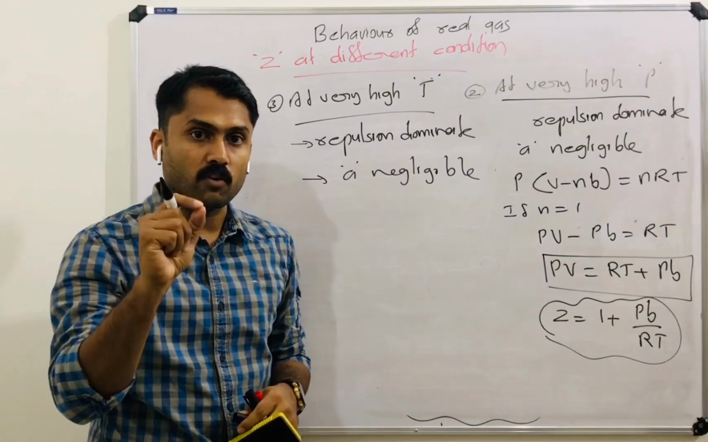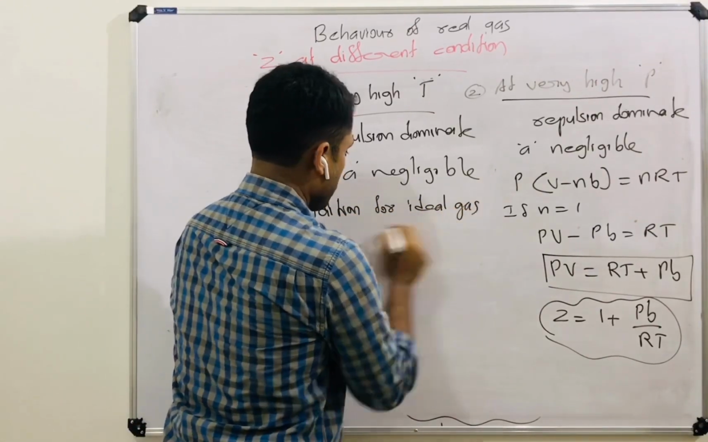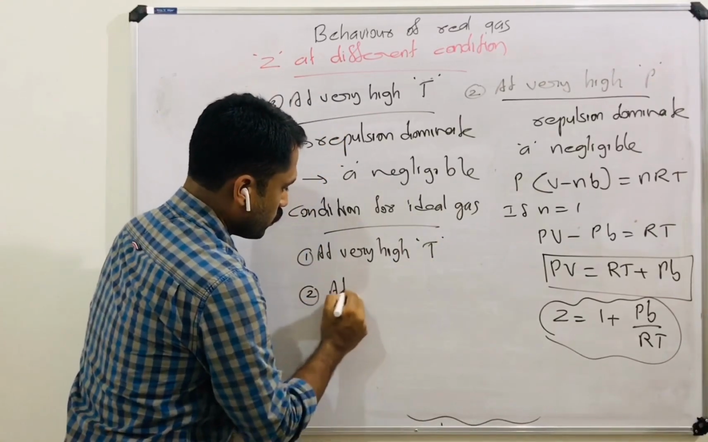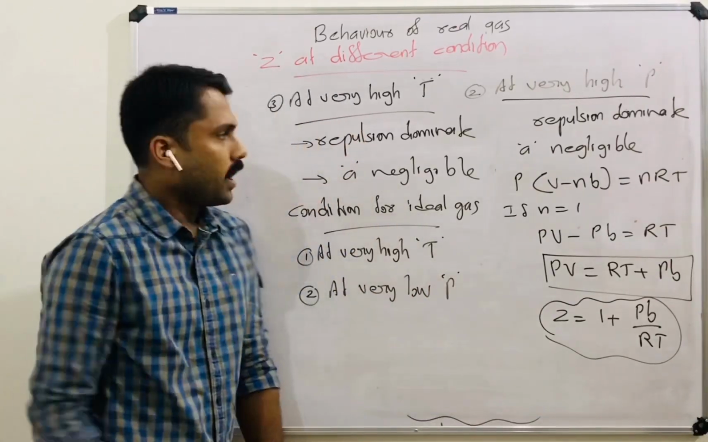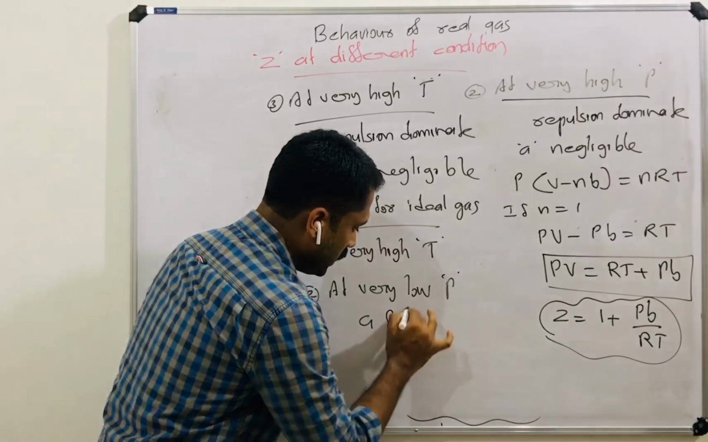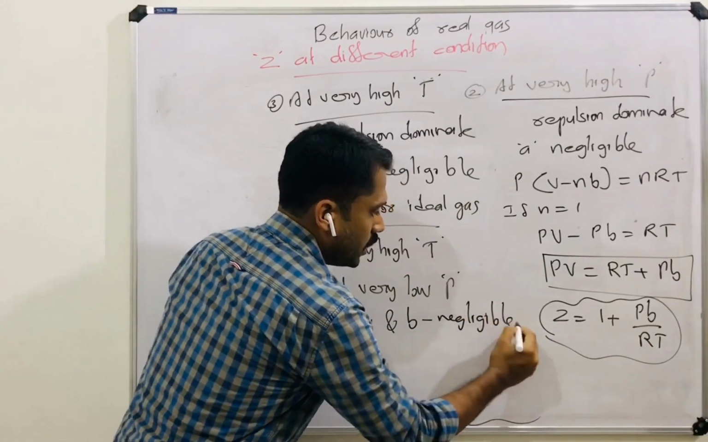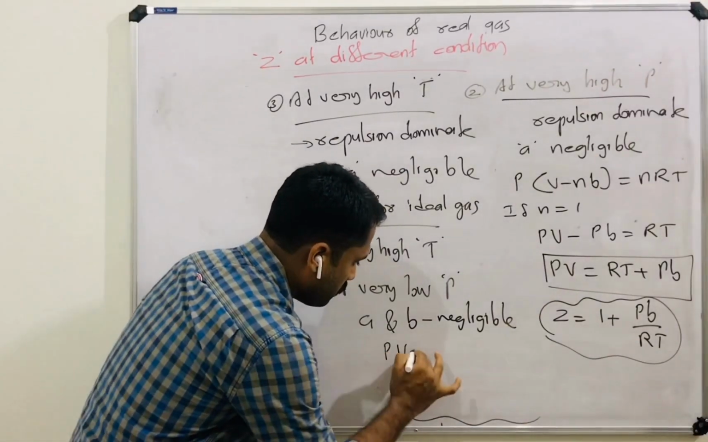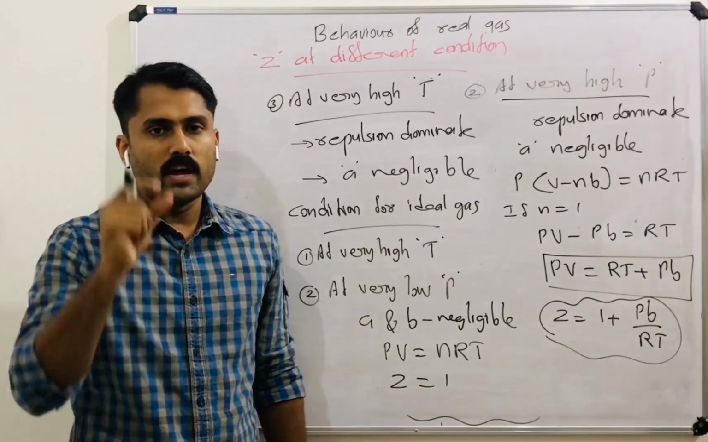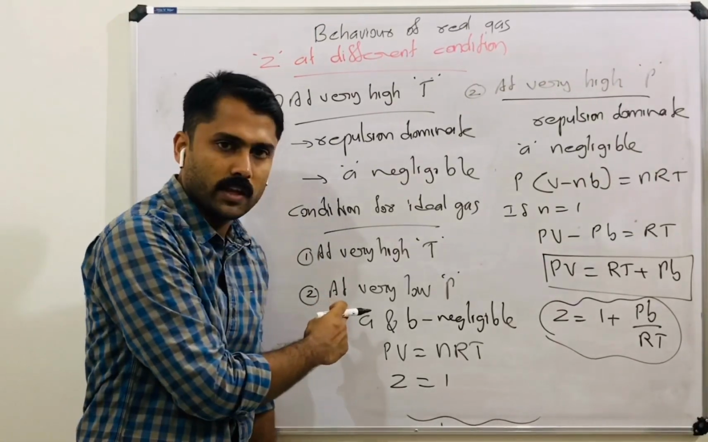We know condition for ideal gas. What is condition for ideal gas? At very high temperature, a is negligible. At very low pressure, we already explained, b is negligible. So if we give both conditions, a and b become negligible. If both a and b are negligible, equation will be PV = nRT. That is equation for ideal gas. Z will be 1. So a real gas can show the behavior of ideal gas when we give both conditions, at very high temperature and at very low pressure.